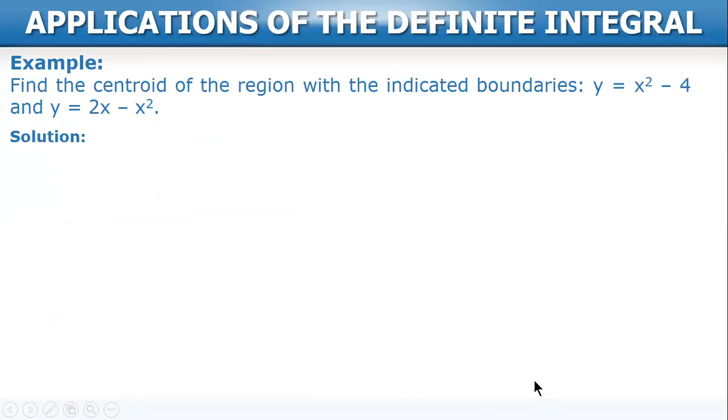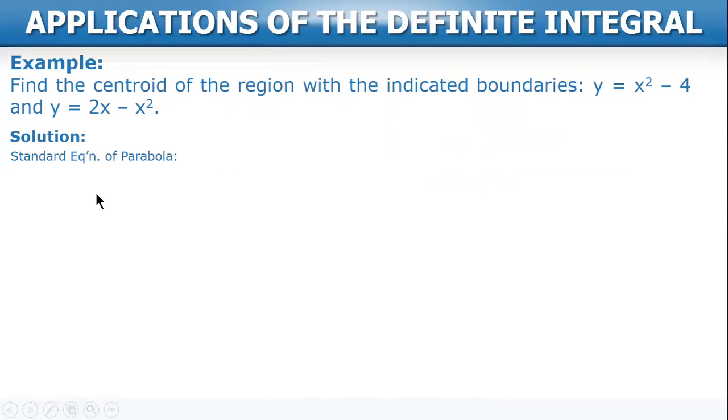Another one. Find the centroid of the region with the indicated boundaries: y equal to x squared minus 4 and y equal to 2x minus x squared. So first we transform these equations to standard form so that we'll be able to locate the vertex, and at the same time, we will know where the parabola opens.